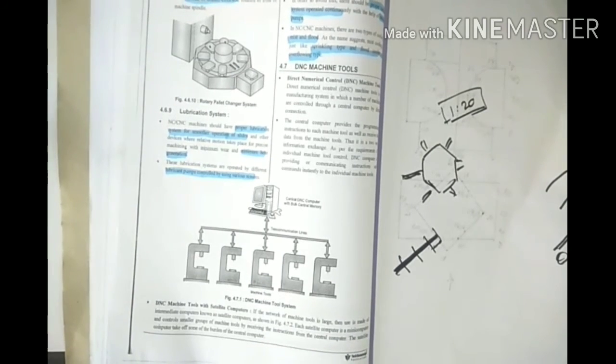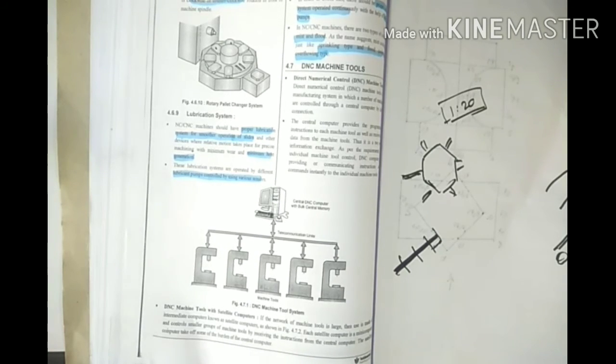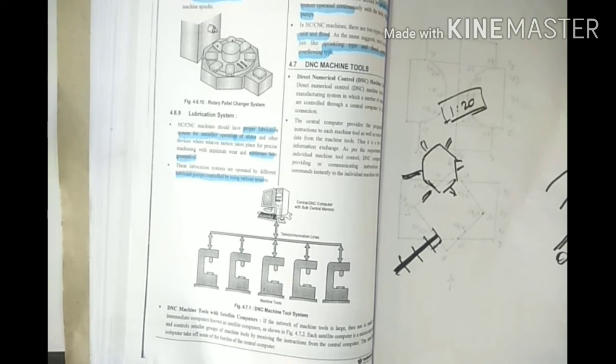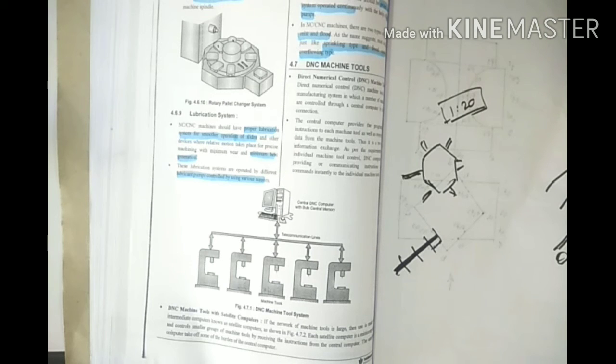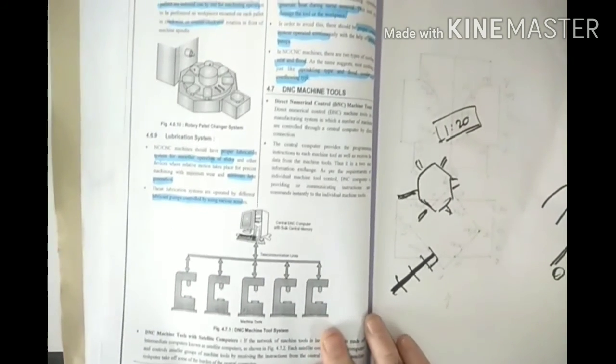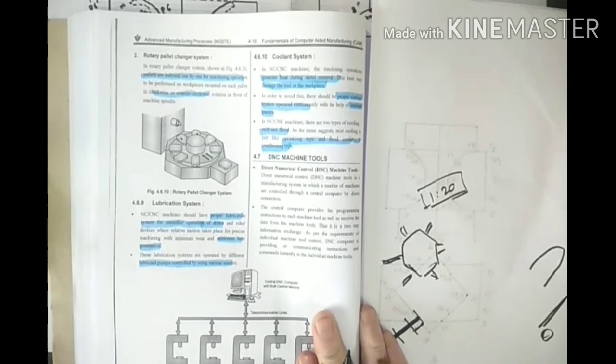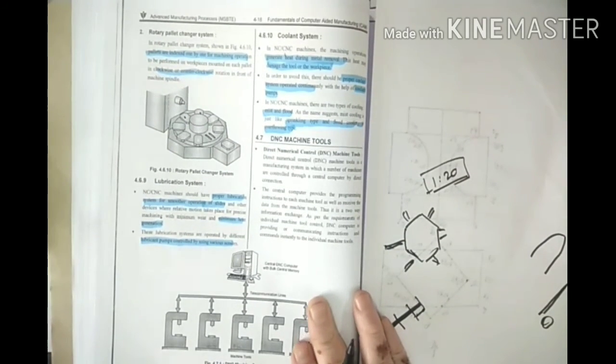Then similarly, lubrication system in a CNC machine. Every machine requires lubrication for smoother operation of slides and other devices where relative motion takes place, for precise machining with minimum wear and minimum heat generation. These lubrication systems are operated by different lubricating pumps controlled using various sensors. We have studied lubrication systems; those systems are in CNC, but they are operated by different types of sensors.